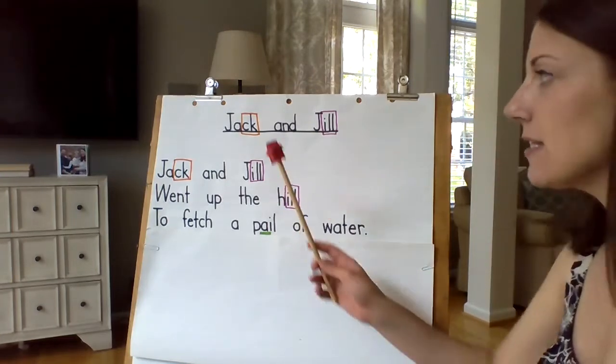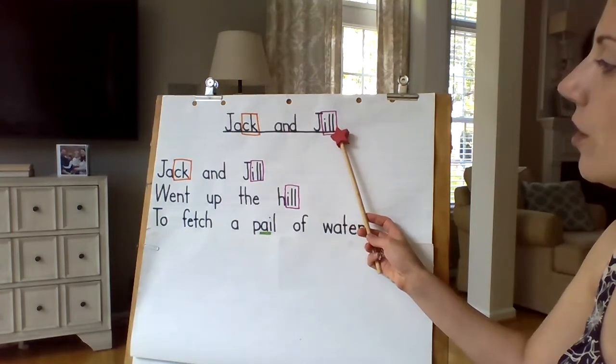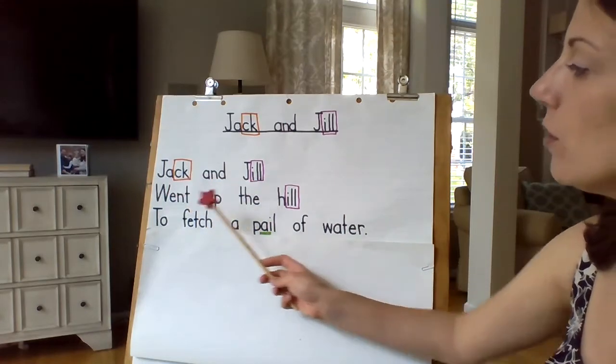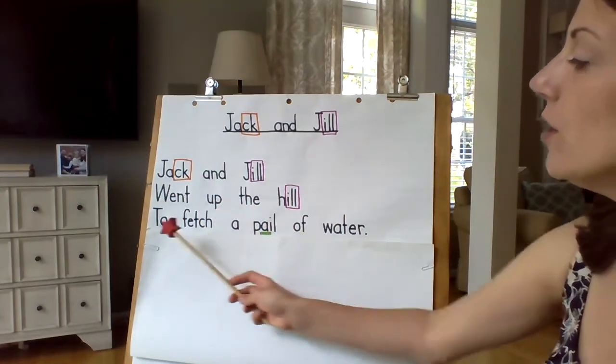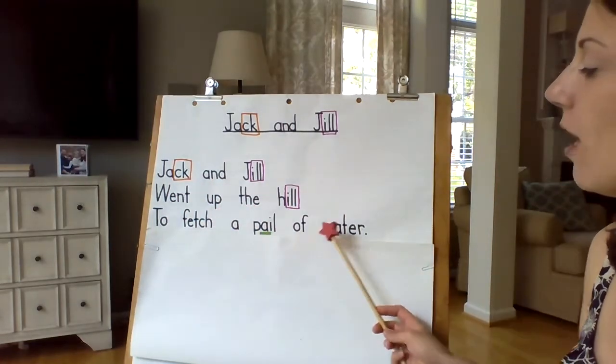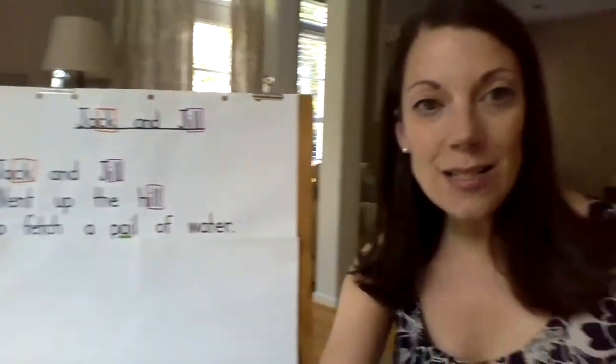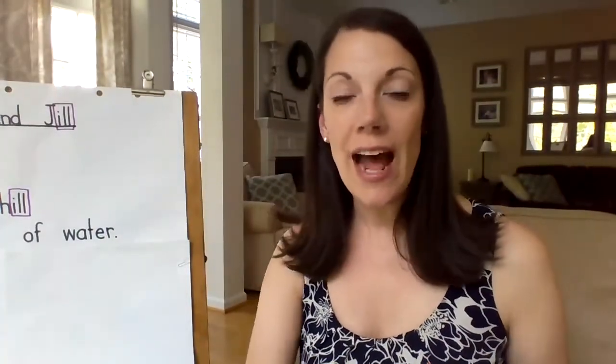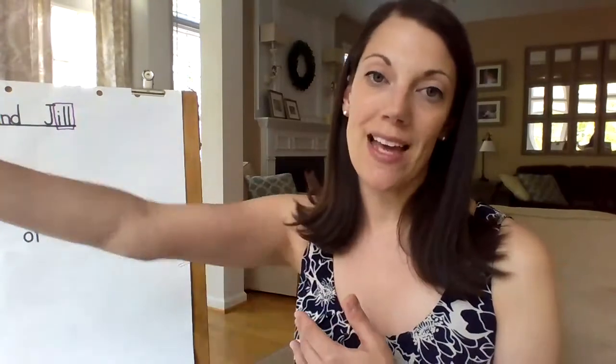Let's read it and see if it makes sense. Jack and Jill. Jack and Jill went up the hill to fetch a pail of water. That does make sense. We figured that out by getting a running start, going back and starting again.